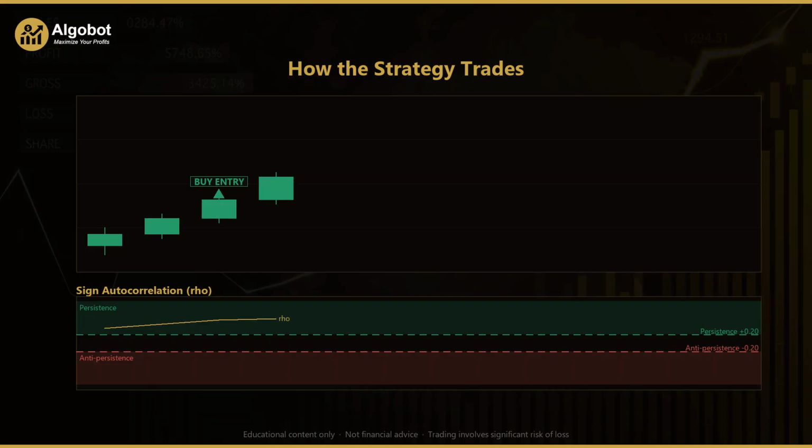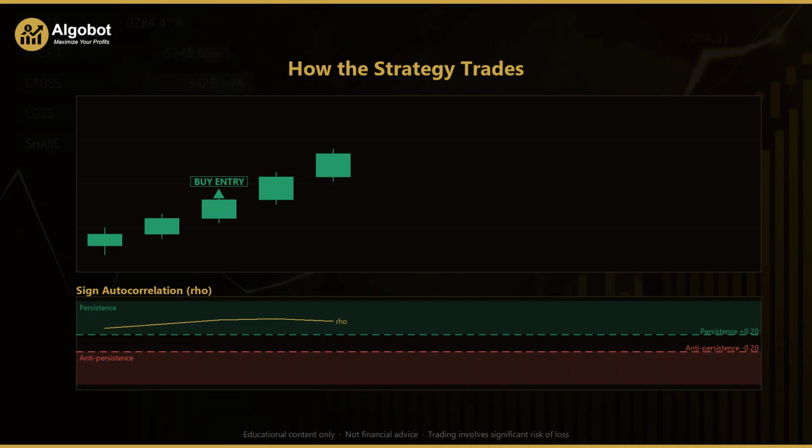Look at the left side of the chart. Price is stepping steadily higher, one green bar after another, and notice what rho is doing underneath. It's sitting well above the upper threshold, up around positive 0.5. That tells the strategy the recent up moves have been persisting, one push followed by another. This is a trending regime.